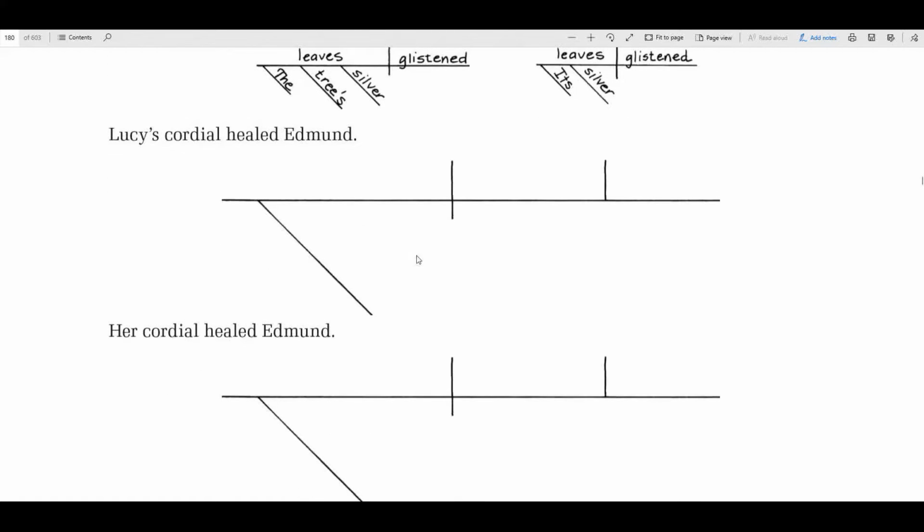Lucy's cordial healed Edmund. Okay, our verb. It's easy when they set it up like this, isn't it? It's harder when you have to set it up on your own. It's hard to figure that out. All right, so we know healed is our verb. So healed, and who or what? Healed cordial.